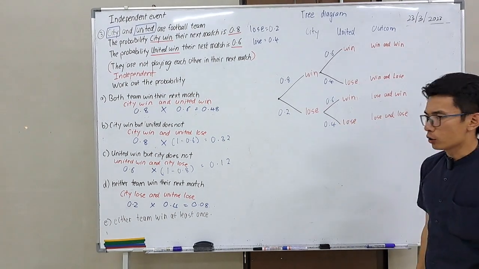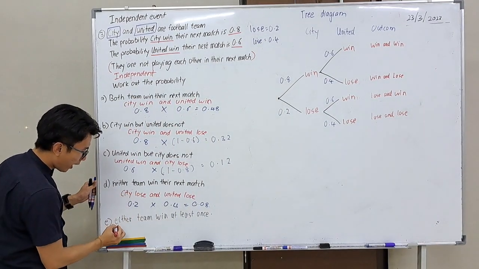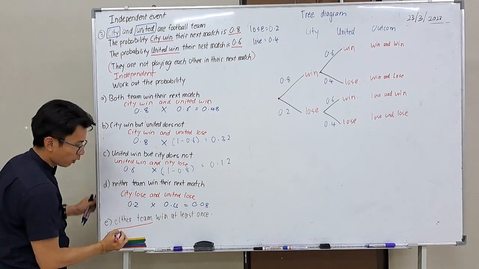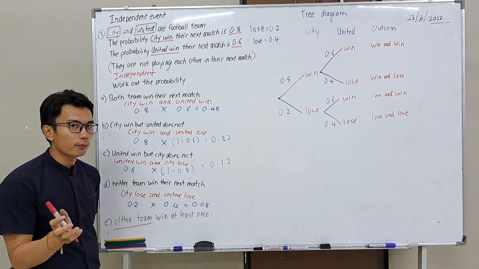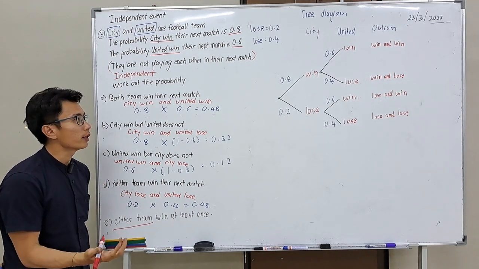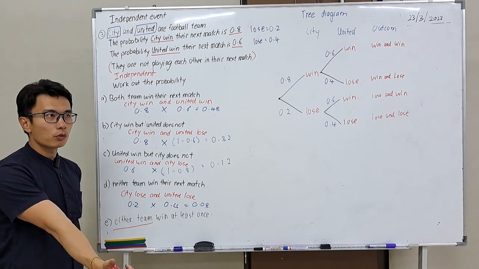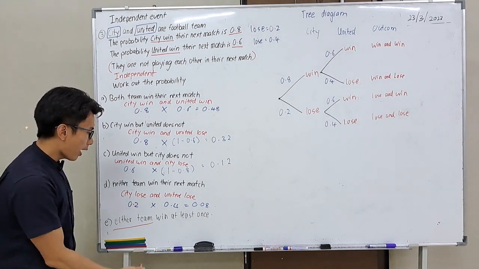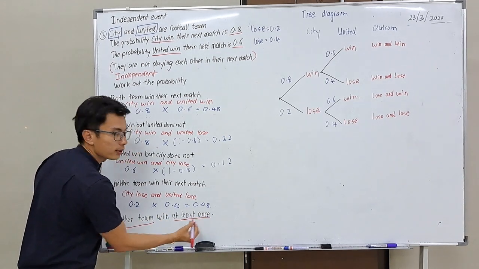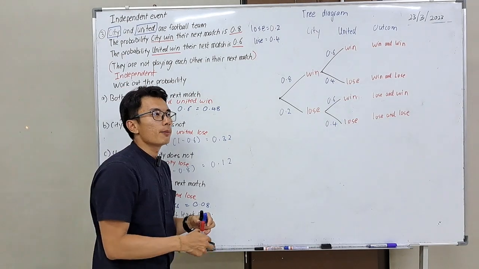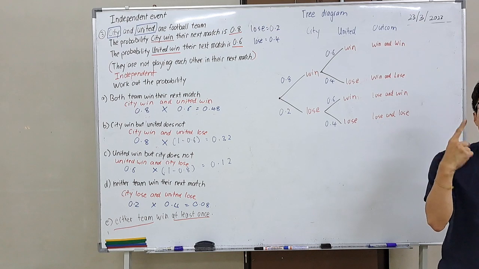Alright, now back to the question. In the question, you see this word over here: either team. Do you notice that they didn't specify which team they are asking you to find? They said either team, which means it can be City win or United win. And the requirement here is they win at least once. At least once means they must win a minimum of 1 time.